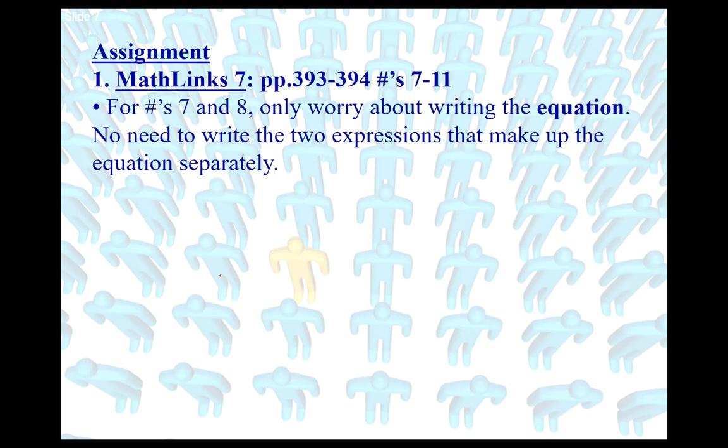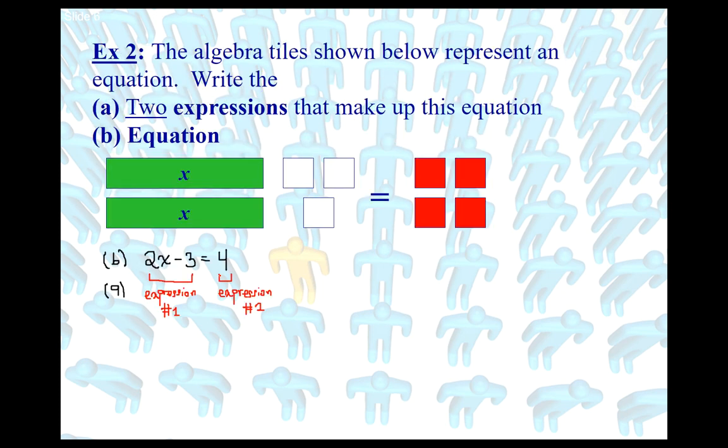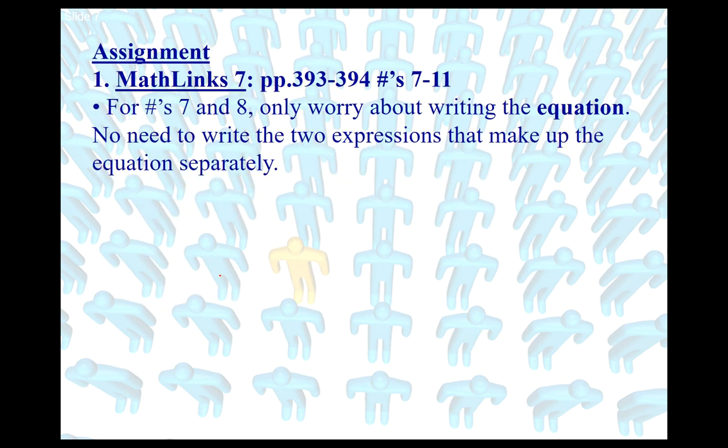All right, that's it for this lesson. You can complete pages 393, 394, numbers 7 through 11. I just made a note here for numbers 7 and 8. It's actually going to tell you to write two expressions and then the equation. So what I said is just worry about writing the equation. If you write the equation down, then you automatically will have the two expressions, one on each side of the equal sign.